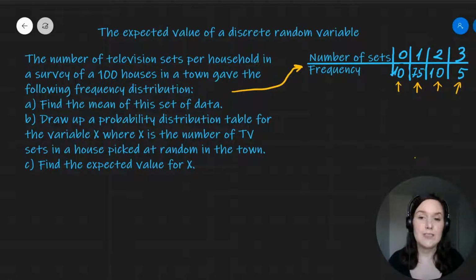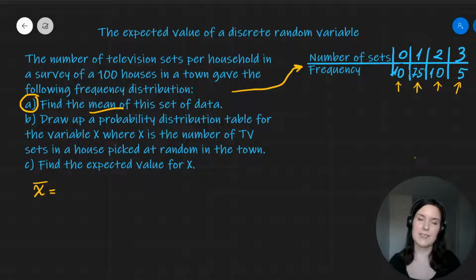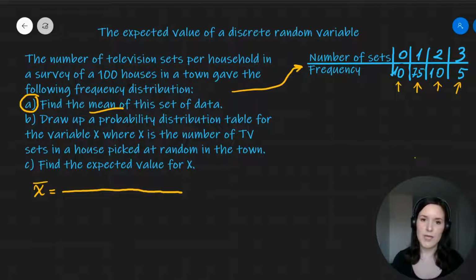Based on this frequency table, we can find in part A the mean. The mean, so how many TV sets per household on average. To find the mean, I have to add all the TV sets together and divide it by 100, by the number of houses. And then I will know how many TV sets per household on average.